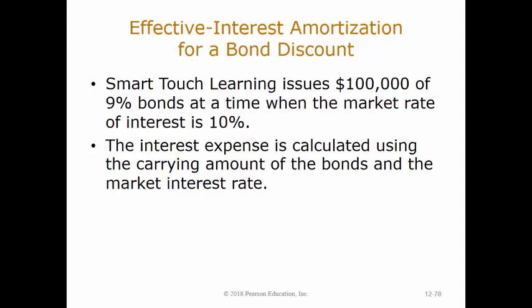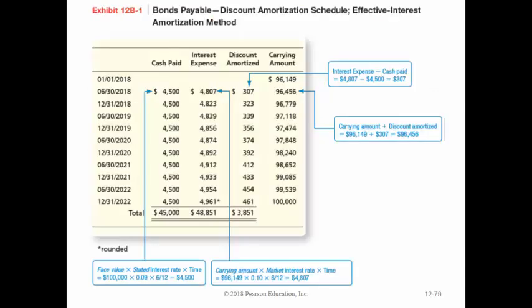$3,851. When using the effective interest amortization method, the amount of the interest expense is calculated using the carrying amount of the bonds and the market interest rate. The interest payment is calculated using the face value of the bonds and the stated interest rate. The amount of discount amortization is the excess of the calculated interest expense over the interest payment. Exhibit 12B1 shows how to calculate interest expense by using the effective interest amortization method.